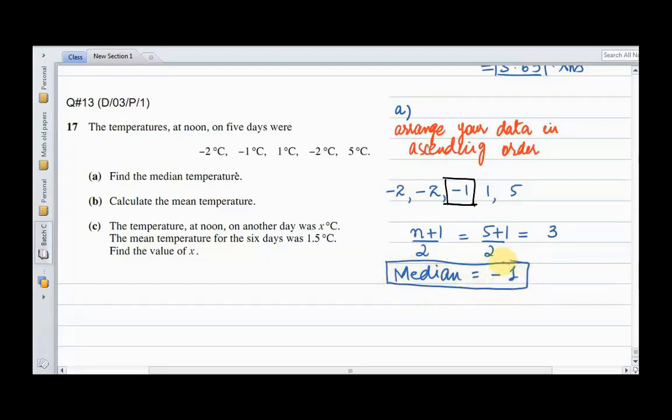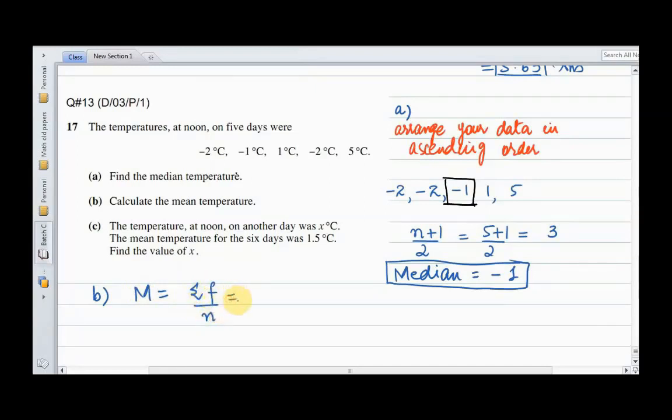After the first part, the second part says calculate the mean temperature. Now in mean, no need to arrange your data. Use your data as it is given in the question. So for mean, first I need to write the working formula. Since it is an ungrouped data, it's summation f divided by n.